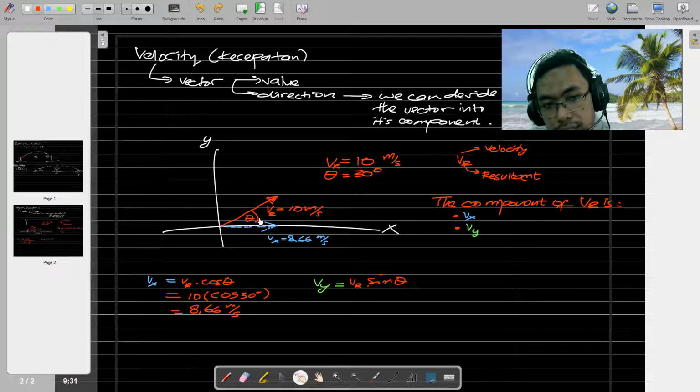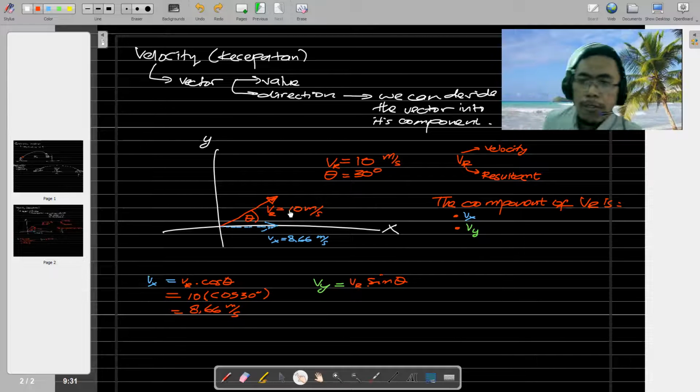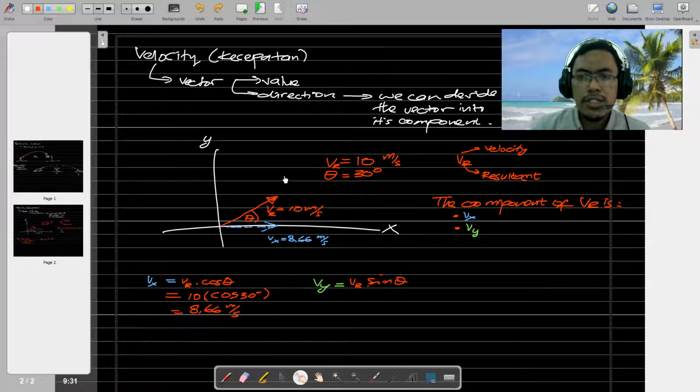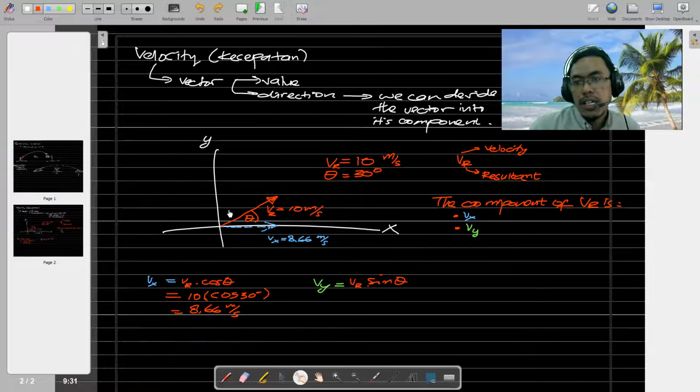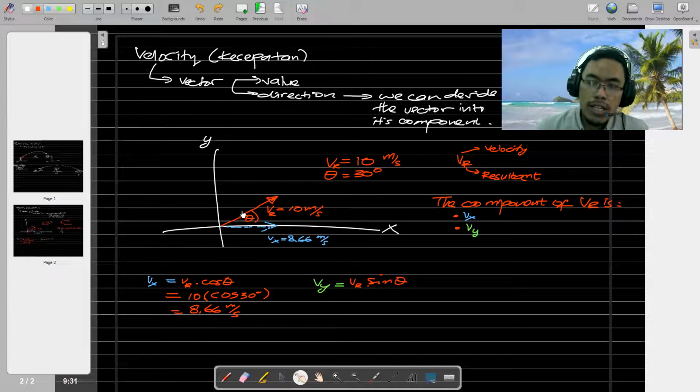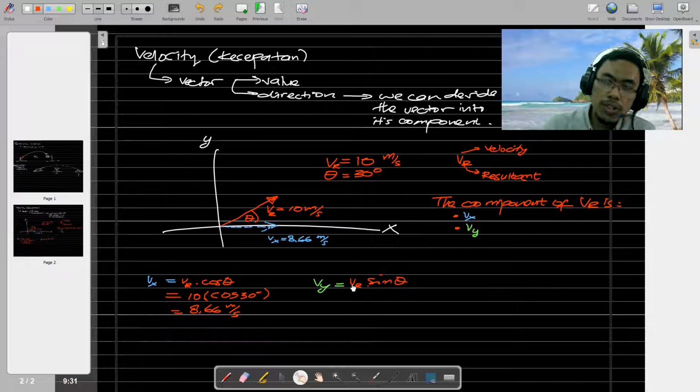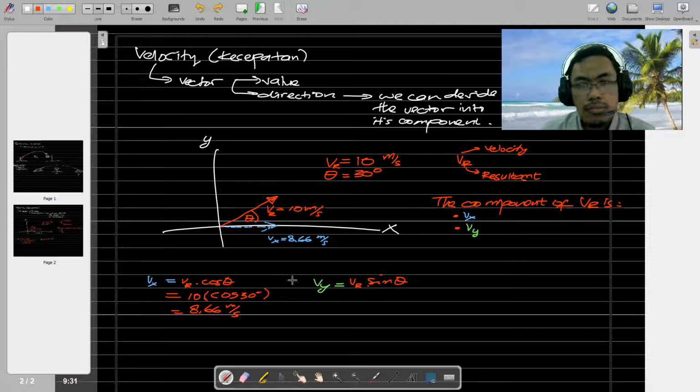But in the other case, because we have directly explicit information of the angle, which is 30, so we use cos. But in this case we don't have a specific value of the angle, so we use sinus. So VR times sinus theta. Okay.